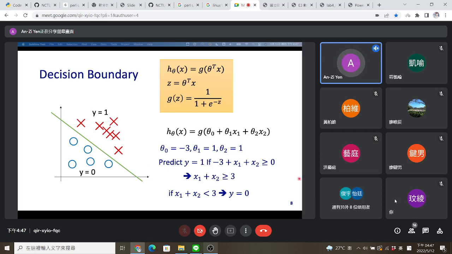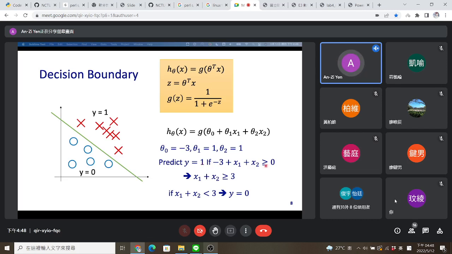But this means that my parameter vector is going to be theta equals -3, 1, 1. So given this choice of our hypothesis parameters, let's try to figure out where the hypothesis would end up predicting y equals 1, and where it would end up predicting y equals 0.